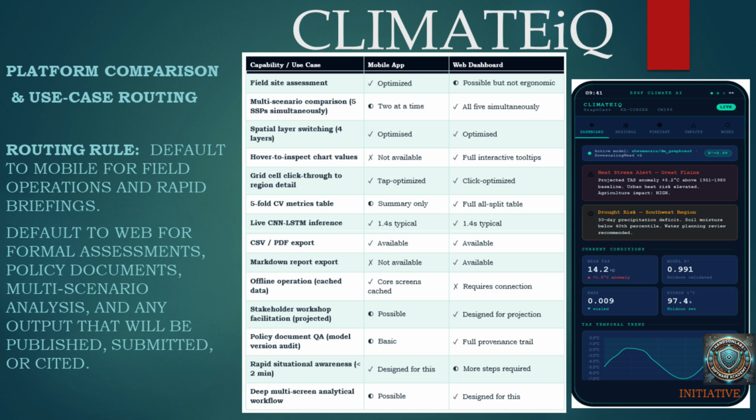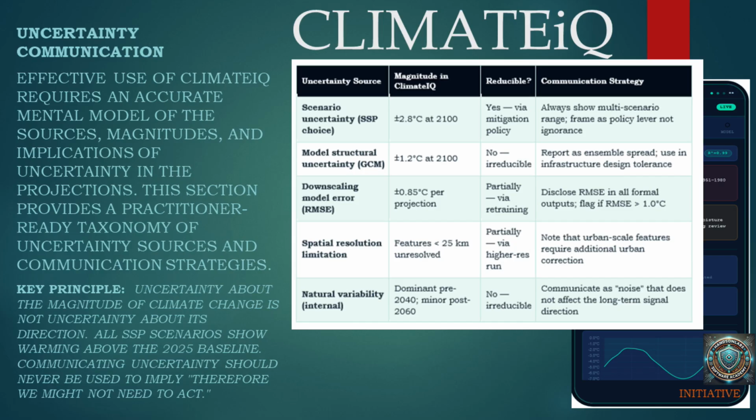So quickly, let's go to the next section, the uncertainty communication. Effective use of ClimateiQ requires an accurate mental model for the sources, magnitudes, and implications of the uncertainty in the projections. This section provides a practitioner-ready taxonomy of uncertainty sources and communication strategies.